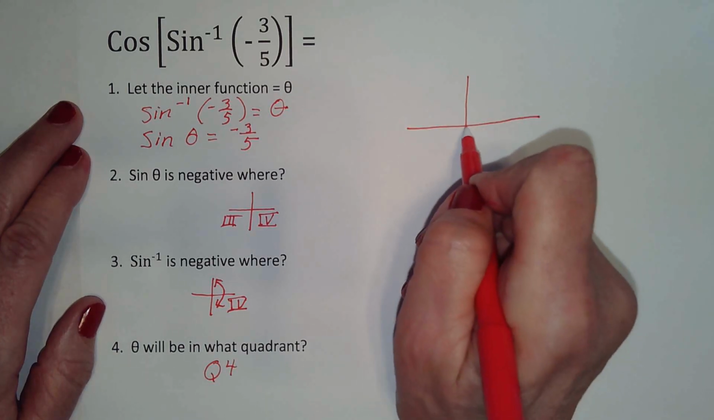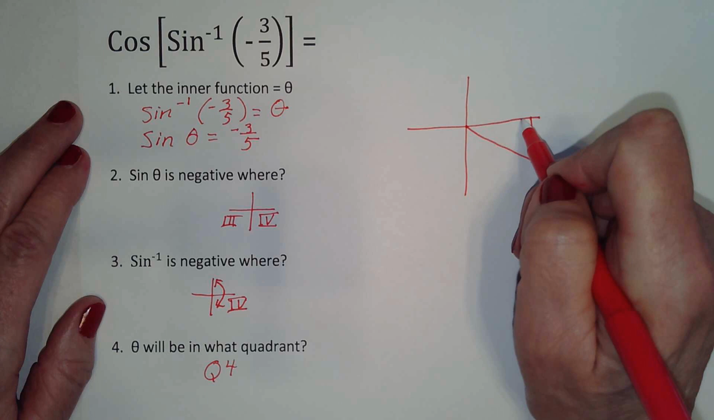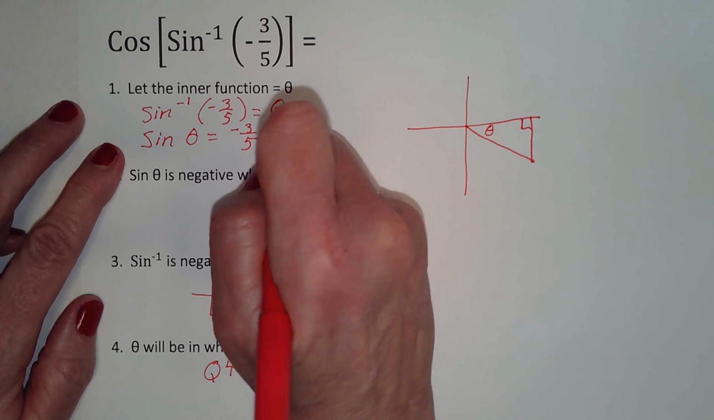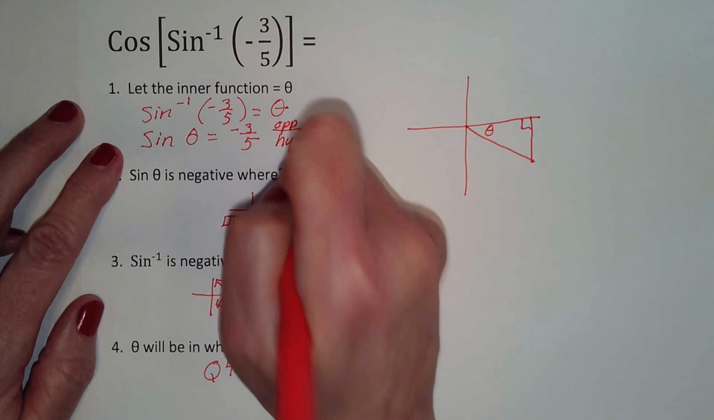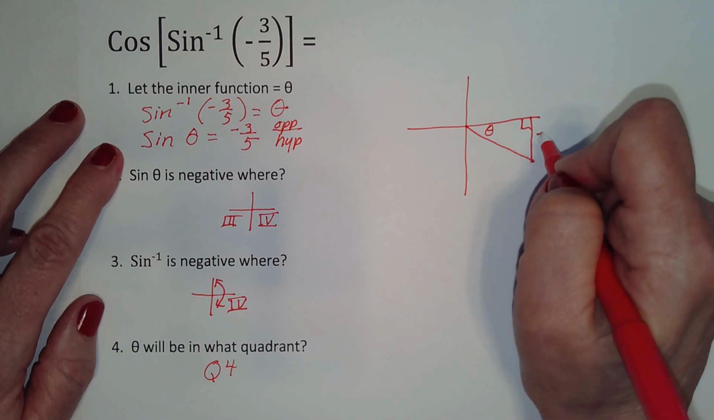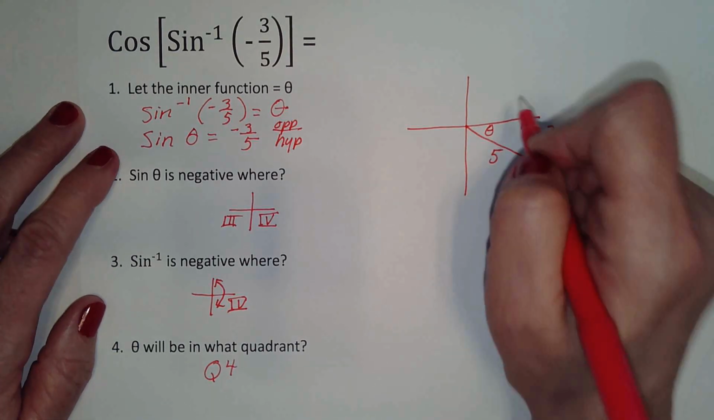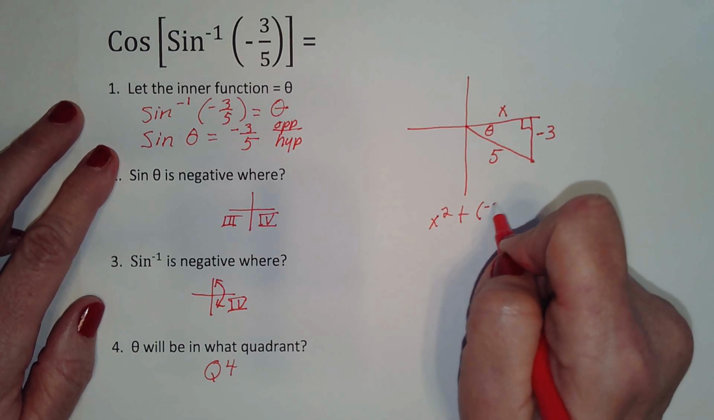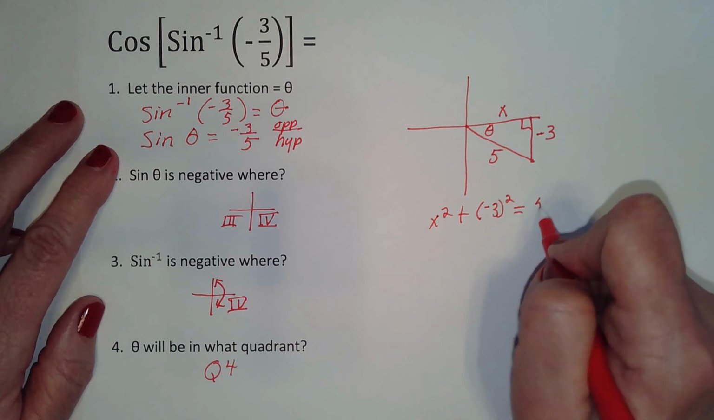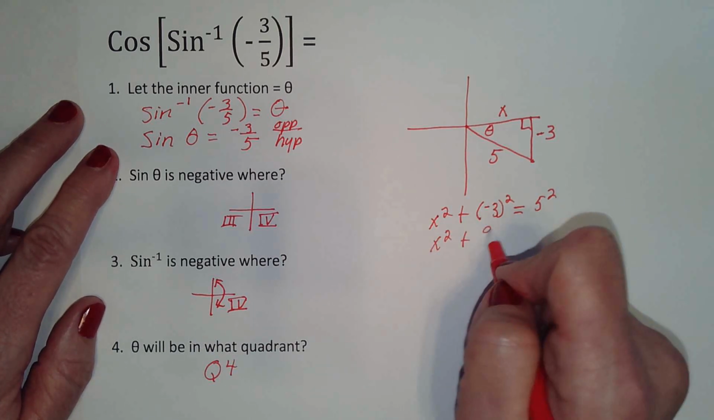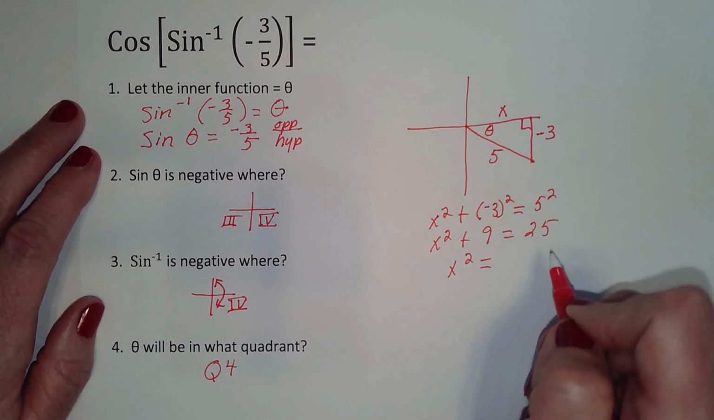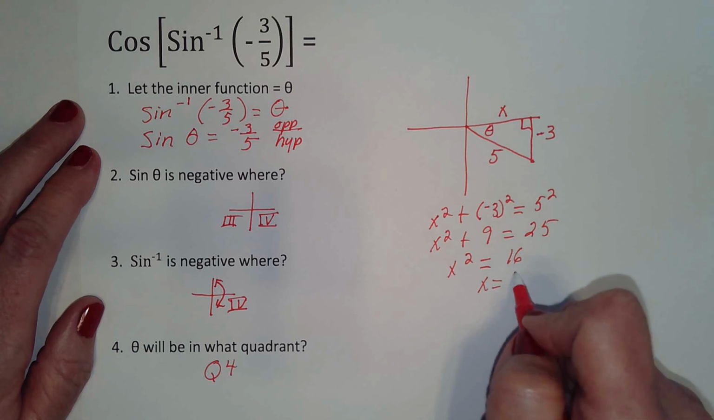So let's sketch my angle in quadrant 4. Here's theta. For sine, this is opposite over the hypotenuse. So opposite, negative 3, and 5 is my hypotenuse. And here's x. So I have x squared plus y squared is equal to r squared. So x squared plus 9 is equal to 25. And I could have looked at this to have seen that it is a Pythagorean triple. I wind up with x squared is equal to 16, and x is equal to 4.